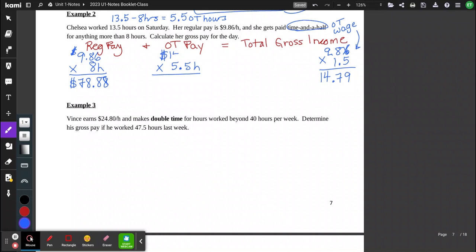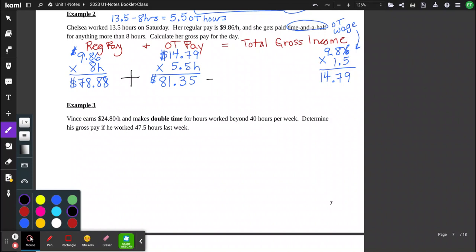So now I'm going to take 14.79 times my 5.5 hours. And that's going to give $81.35. So in this case, she made more money overtime than she did for her regular pay. And that happens sometimes. Now to get our total gross, the rule is add those and you get your total gross income. So we're going to add those up, and we get Chelsea is going to get paid $160.23.